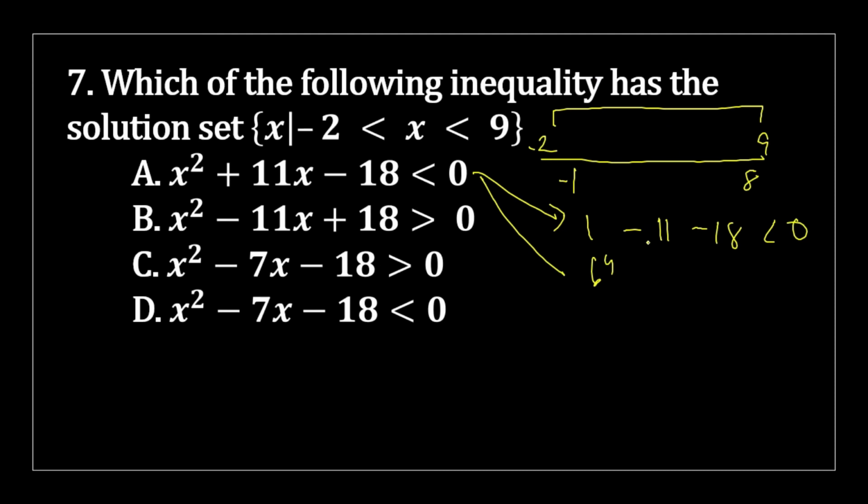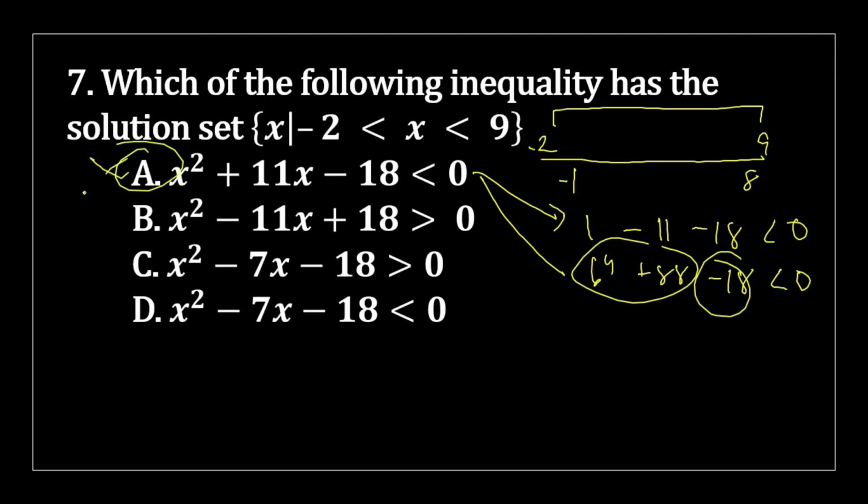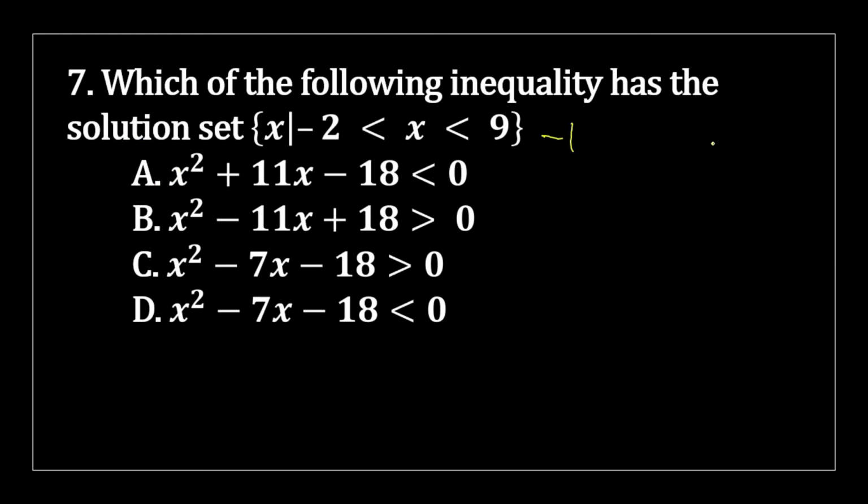Then 11 times 8 is 88, minus 18 is less than 0. So in this case, we can know that the answer for this is 130. It should be positive because we have a larger amount of positive. So this one is not our answer. Now again, negative 1 and 8.